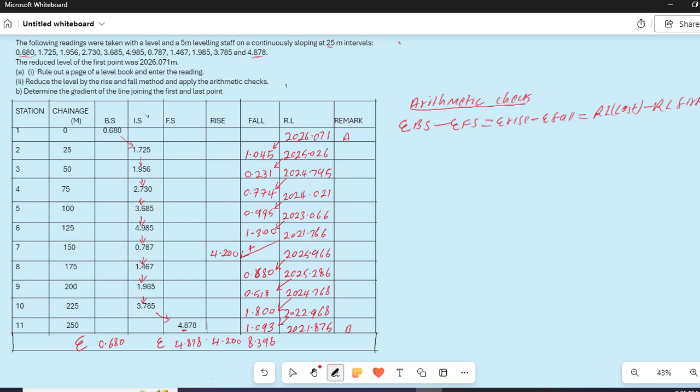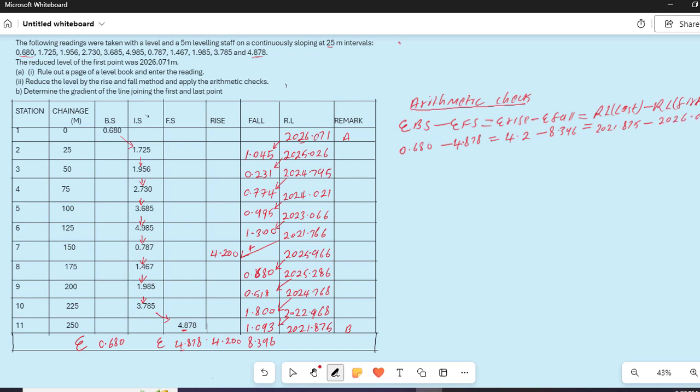So with this I can fit in the data that I have here already. The backsight is 0.680. I will deduct the summation of foresight, which is 4.878, and this should be equal to the summation of rise, which is 4.2, minus the summation of fall, which is 8.396, which is equal to the last reduced level, 2021.875, minus the first reduced level, which is 2026.071.